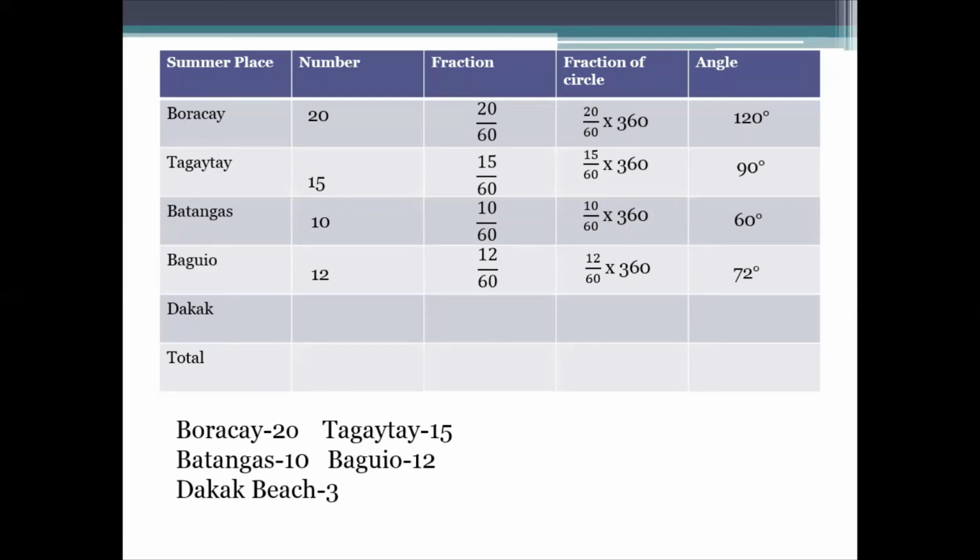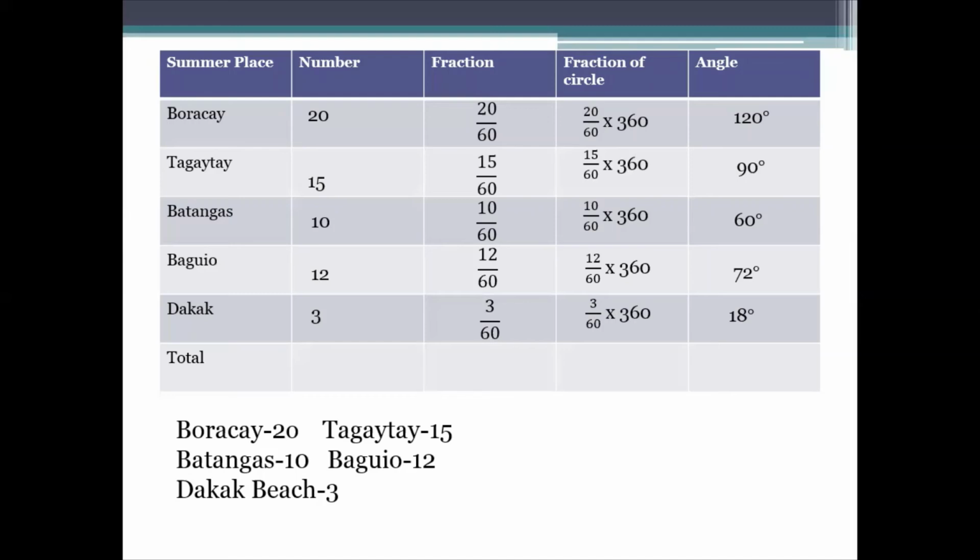Lastly, for Dakak, 3 students voted for Dakak. The fraction for this one is 3 over 60. 3 over 60 times 360. We got the answer of 18 degrees.